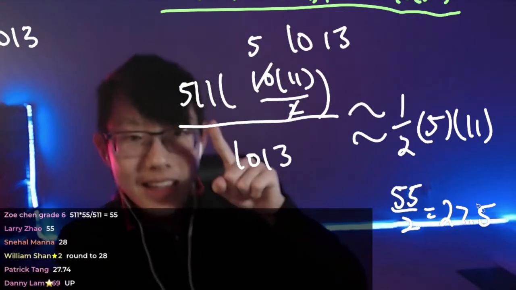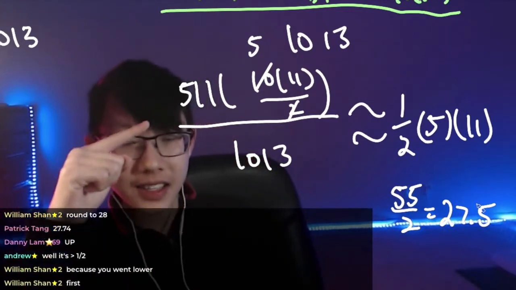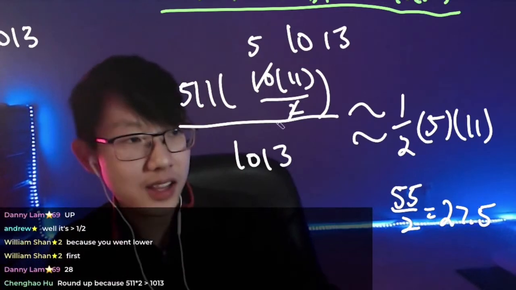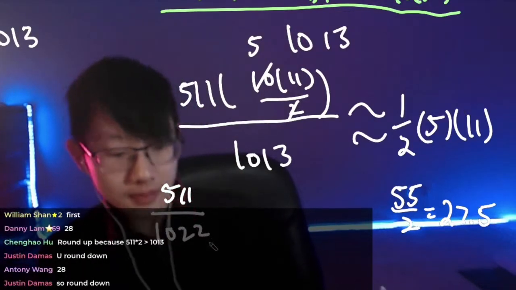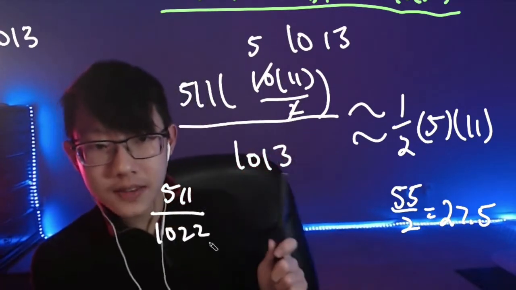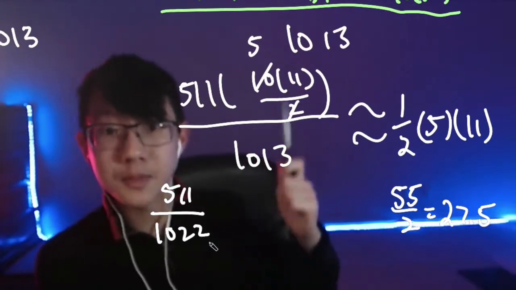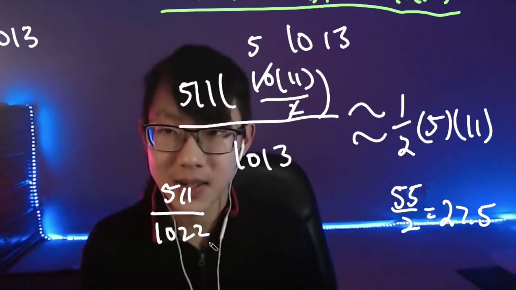Well, let's think. Is 511 over 1013 bigger than 1/2? Andrew says it's greater than 1/2, and yes, 511 over 1013 is actually greater than 1/2. If it was exactly 1/2, it'd be 511 over 1022. So since I have a smaller denominator, 511 over 1013 is bigger than 1/2. So this is bigger than 27.5, which means we're safe to round it to 28.